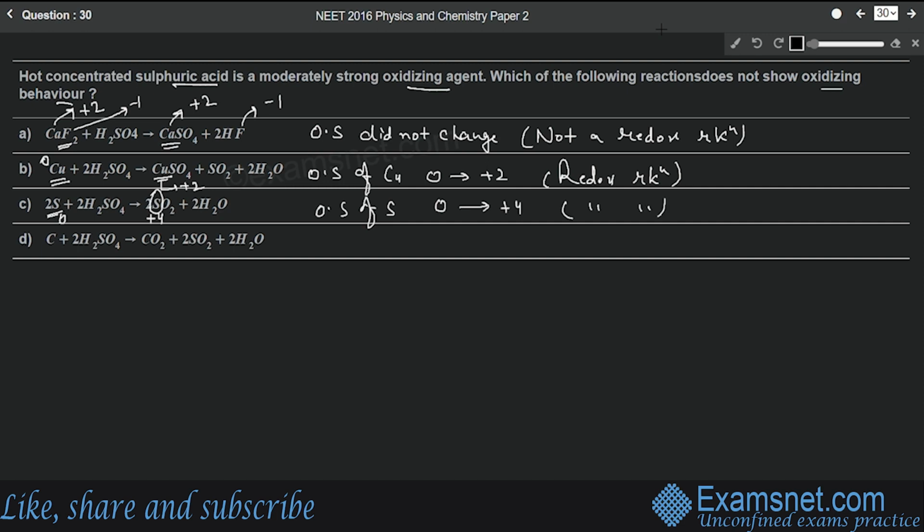And in the last one again, carbon is 0 on this side, and on this side it is +4. So the oxidation state of carbon increased from 0 to +4. You can see in all the reactions except the first one, the oxidation state has increased, whereas in the first one, the oxidation state of all the elements remained the same. Therefore option A will be the correct answer.